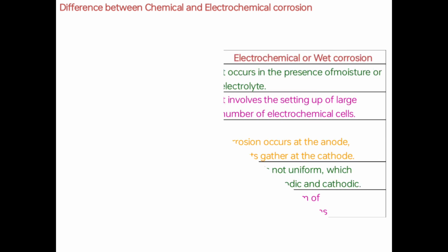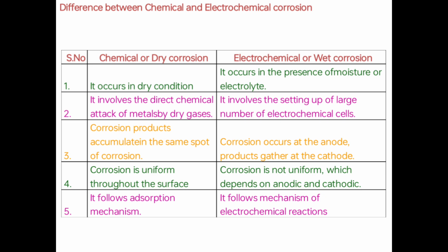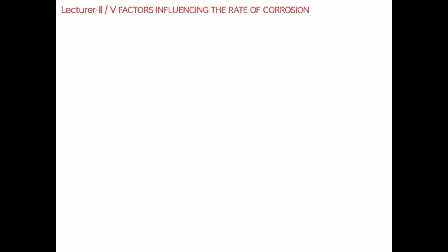Difference between chemical and electrochemical corrosion. Chemical corrosion or dry corrosion, electrochemical or wet corrosion. Chemical corrosion occurs in dry conditions. Electrochemical corrosion occurs in the presence of moisture or electrolyte. Chemical corrosion involves the direct chemical attack on the metals by dry gases. Electrochemical corrosion involves the setting up of a large number of electrochemical cells. In chemical corrosion, corrosion products accumulate at the same spot of corrosion. In electrochemical corrosion, corrosion occurs at the anode and the product is formed at the cathode. Chemical corrosion is uniform throughout the surface. Electrochemical corrosion is not uniform, which depends on anodic and cathodic areas. Chemical corrosion follows the adsorption mechanism. Electrochemical corrosion follows the mechanism of electrochemical reactions.